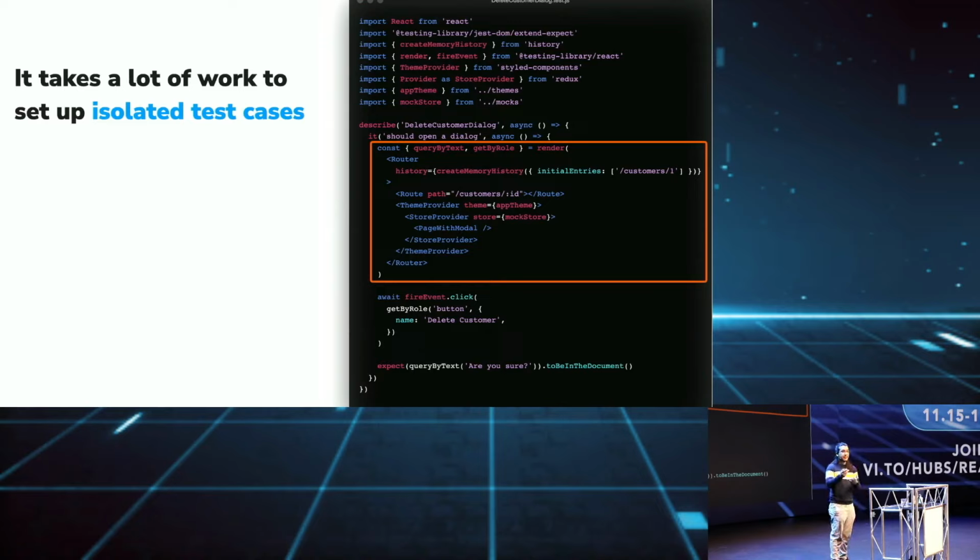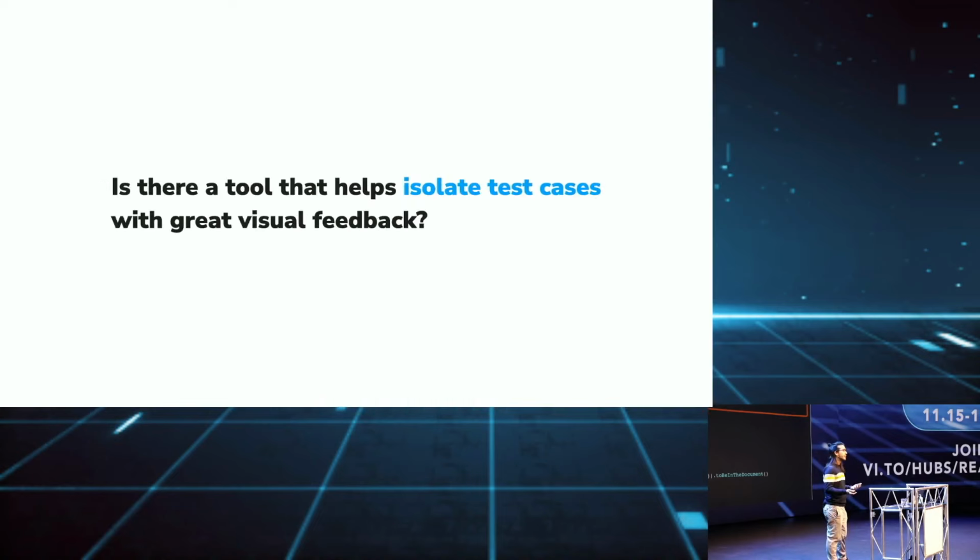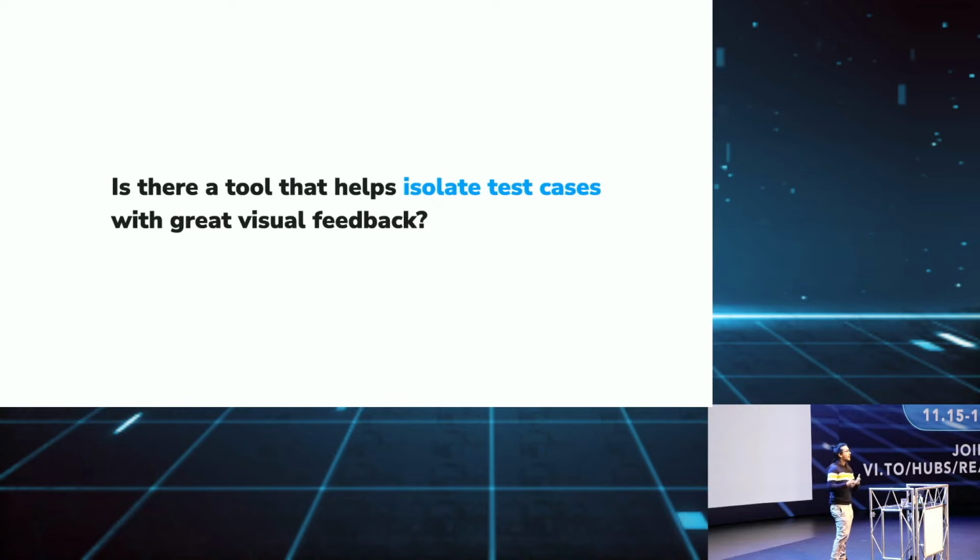And thank you so much, Maggie, for basically showing how visual things are important, because you don't get visual feedback when setting these things up. So it's sometimes really complicated to go around it and understand what's going on. So I wonder if there's a tool that helps you isolate test cases with great visual feedback.